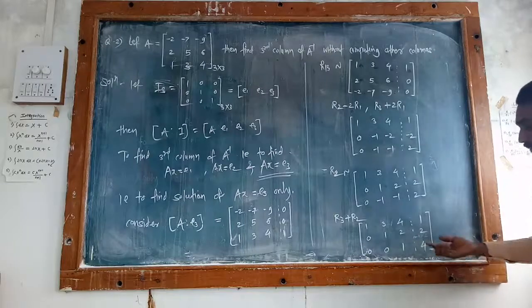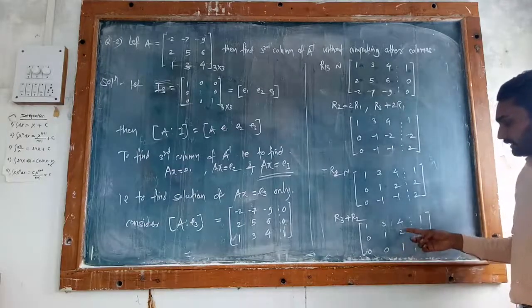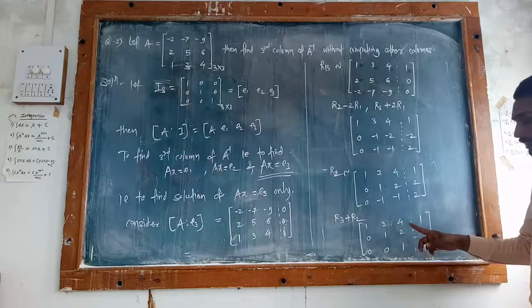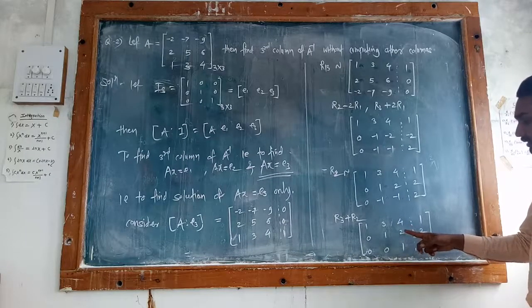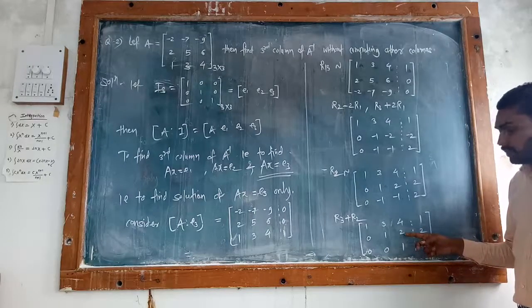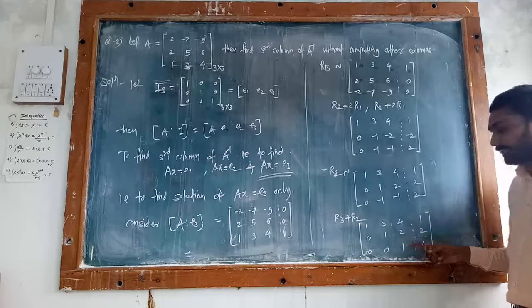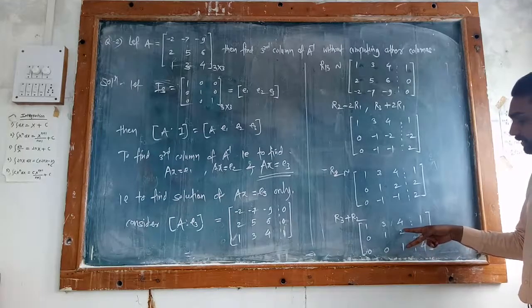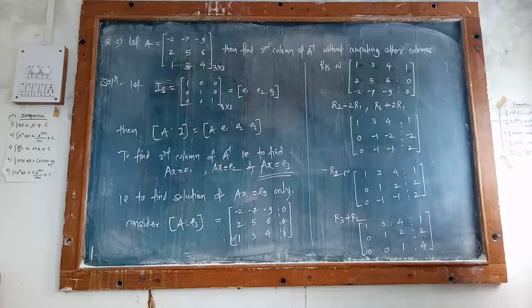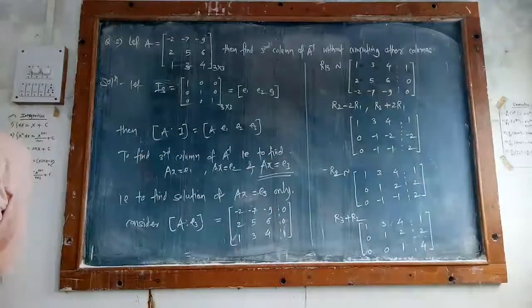What is the next procedure? We have to make the last element 1. This is already 1. So we have to make the element above it 0. How to make this element 0? For that, we have to take the row operation R2 minus 2 times R3. Then 2 minus 2 becomes 0. Right? So for this, we have to do the row operation.